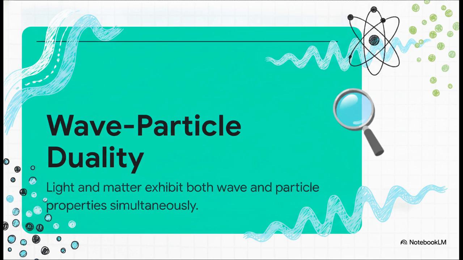Remember Einstein's plot twist? In 1905, he won a Nobel Prize for proving that light actually traveled in discrete packets of energy called photons, which are essentially particles. But wait, Young had already proven light was a wave. This massive contradiction forced the scientific community to accept this totally bizarre concept, wave-particle duality. It's the idea that light and matter exhibit both wave and particle properties at the exact same time.